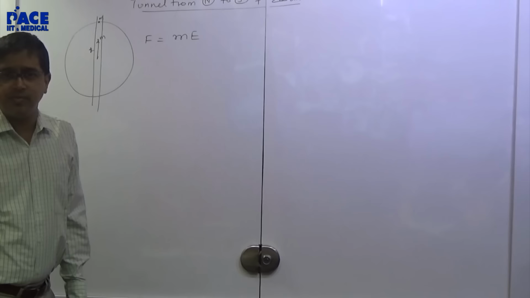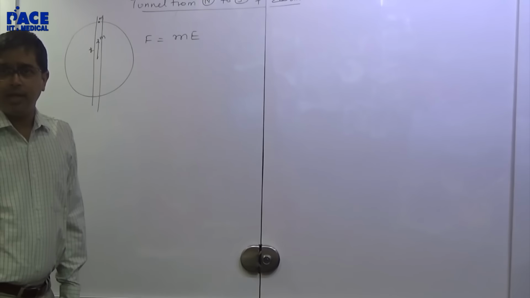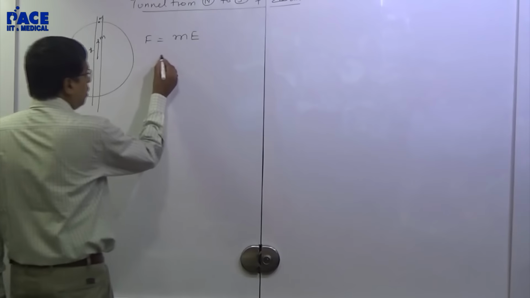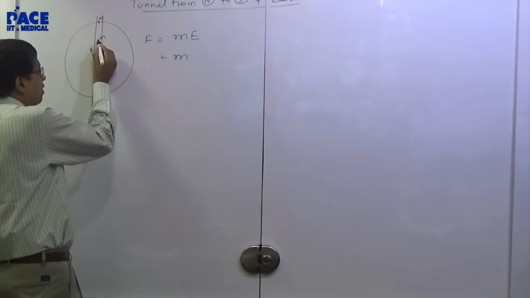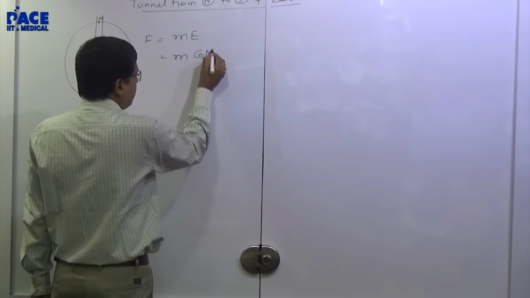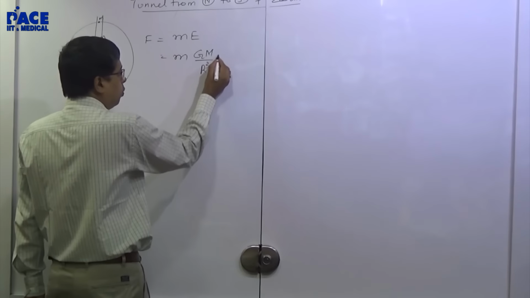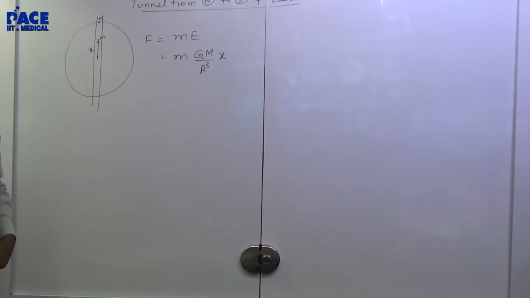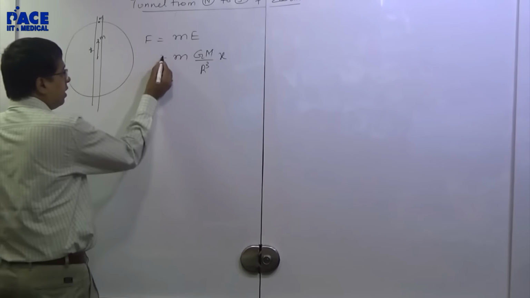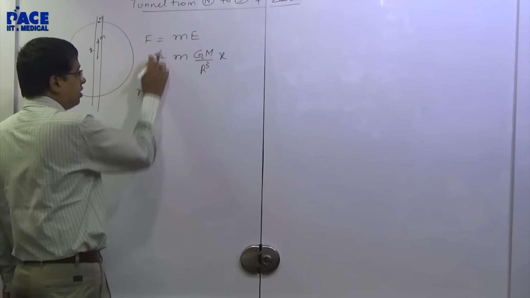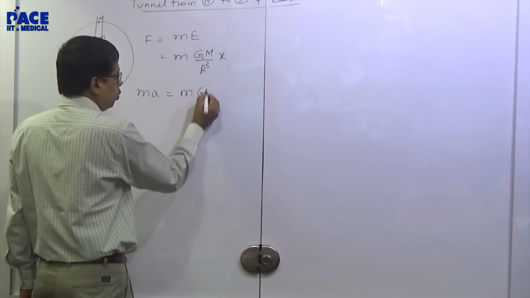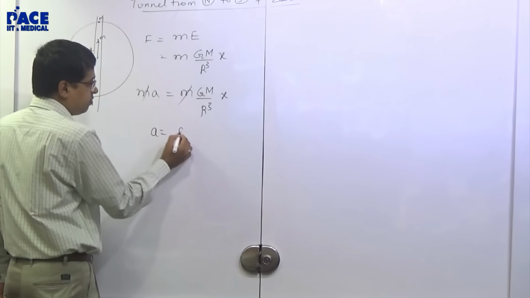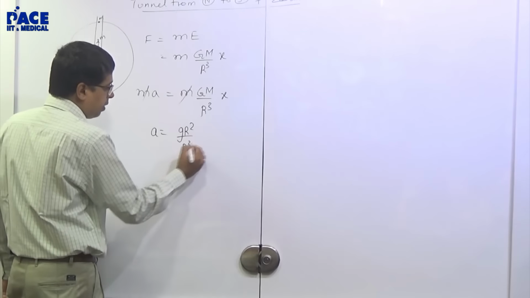Now this will be m into, what will be the field here? G capital M by R cube into small r. Small r is x in this particular case, at a distance of x from the center. Now this will be m into a, mass into acceleration, m into GM by R cube into x. a is equal to gR square by R cube into x.